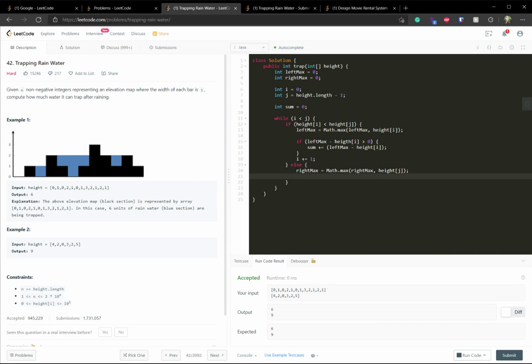If the right pointer is lower, we also attempt to find any water on top of this building. So if there's a height difference between the global maximum and the current building height, we know we have found some water, which is right max minus height j. And then we want to decrement j by 1. And if they meet or cross each other, we'll exit the while loop, and we can just return the sum.